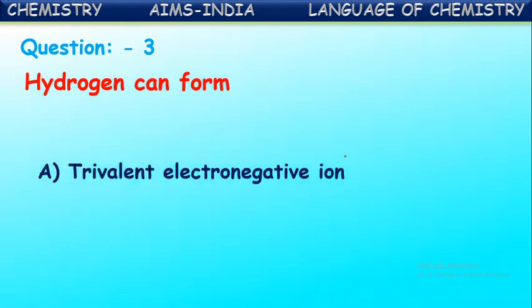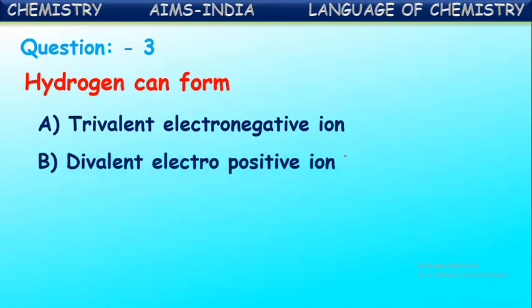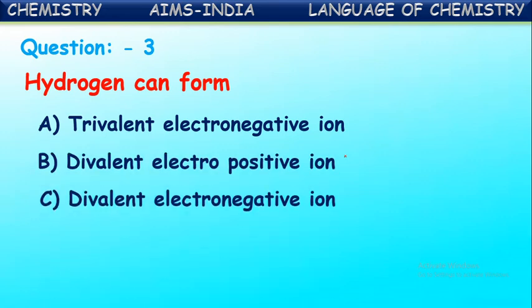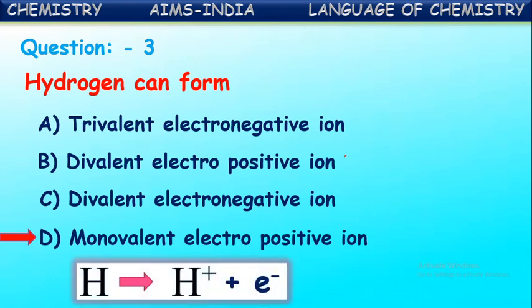Hydrogen can form what? Trivalent electropositive ion, electronegative, divalent electropositive ion, divalent electronegative ion, or monovalent electropositive ion. Which ion can hydrogen form? We have seen just now the atomic number of hydrogen is 1 and its configuration also will be 1. So it can lose that one electron so that it forms one positive ion called a monovalent electropositive ion. Okay, this is the ion formed by hydrogen.